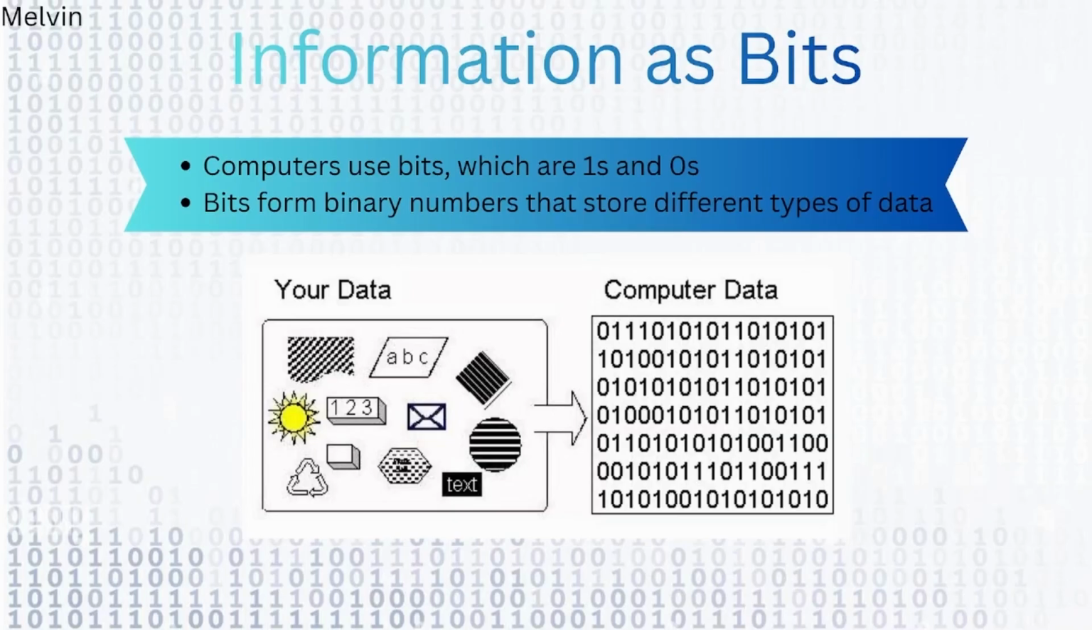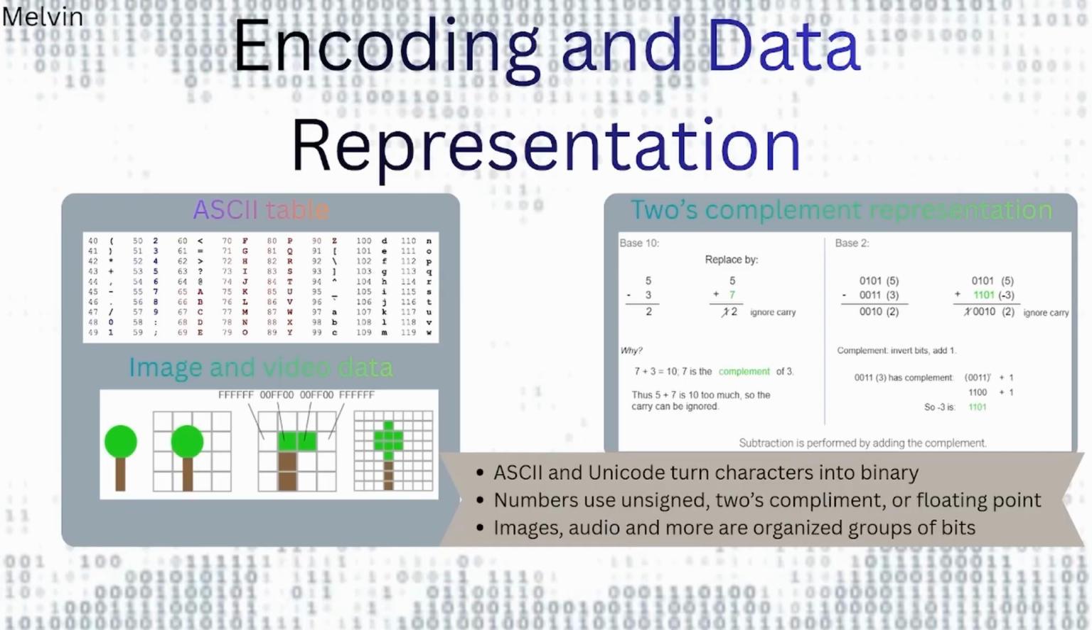Computers store and process all information using bits, which are ones and zeros. Bits combine to form binary numbers which represent things like text, images, and sound inside a computer system. The ASCII table in the first image shows how letters are stored as binary codes.